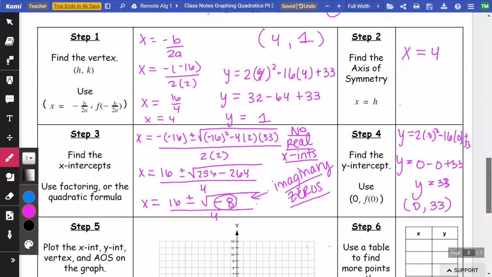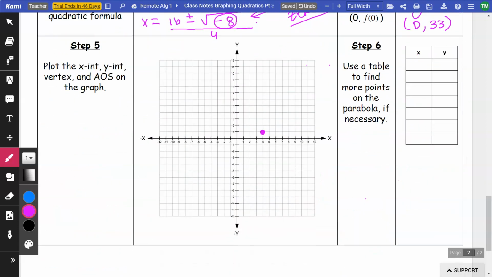Then the axis of symmetry is at x equals 4. So I'm just going to draw that vertical dashed line through x equals 4.